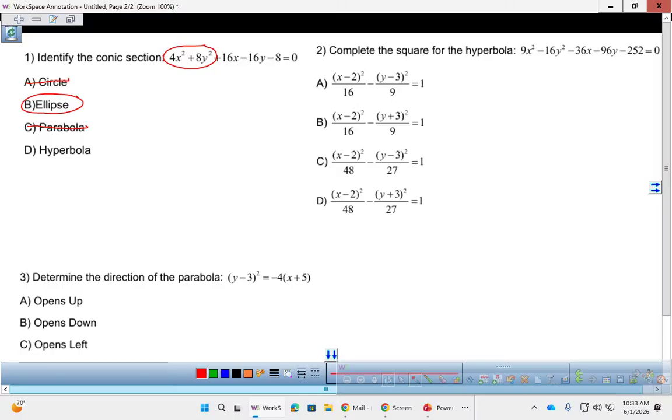Anybody have questions on the first one? One of your multiple choice on your final looks like that. Okay, it might not be an ellipse, so don't assume that it's an ellipse, but it's the same format. Like, what conic is it? And then you pick. Okay.